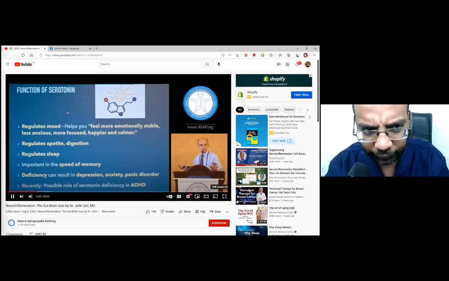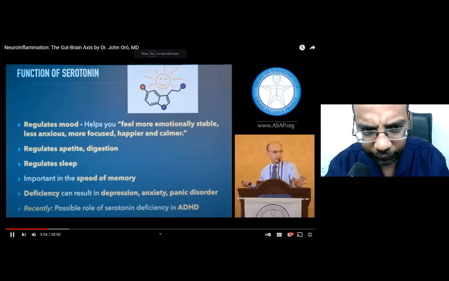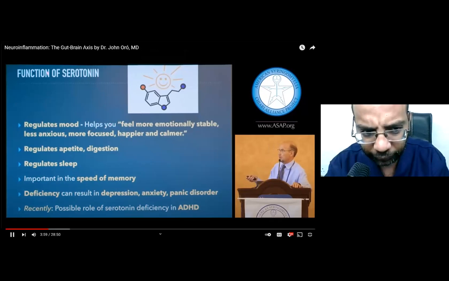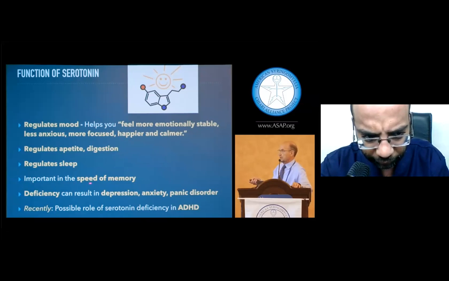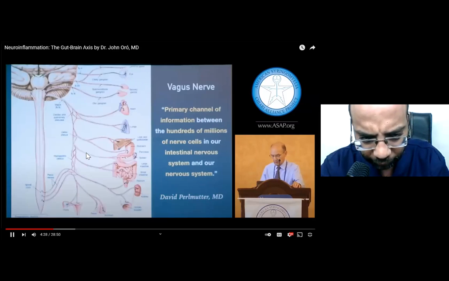Serotonin, about 70% is created in our gut. Some people know it as the feel-good hormone. So if your gut's not producing enough, you're not going to feel good. What does it do? It regulates mood. You feel more emotionally stable, less anxious, more focused, happier, and calmer. It regulates your appetite, your sleep, and, in a recent rat study, the speed of your memory. A deficiency of serotonin, if it's not built enough in your gut, leads to depression, anxiety, panic. A recent report suggests a possible role of serotonin deficiency in ADHD.